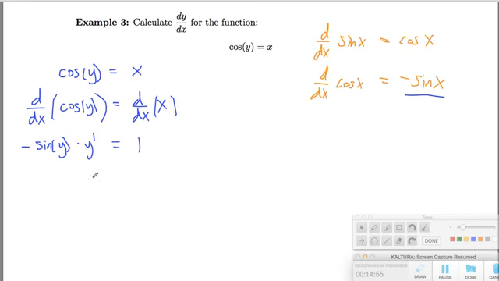So last step to solve for y prime, divide by negative sine of y on both sides. And that gives you your answer. So final answer is that the derivative of y with respect to x is just negative 1 over sine of y.